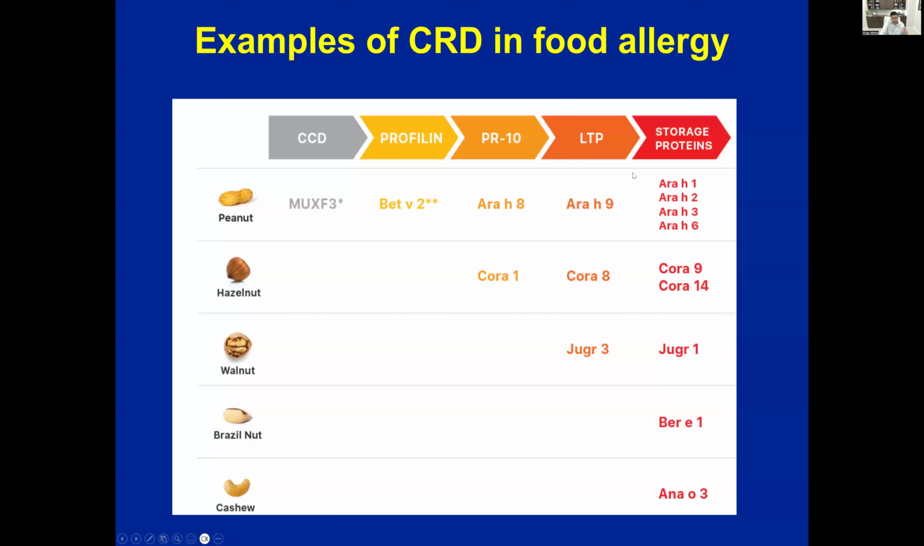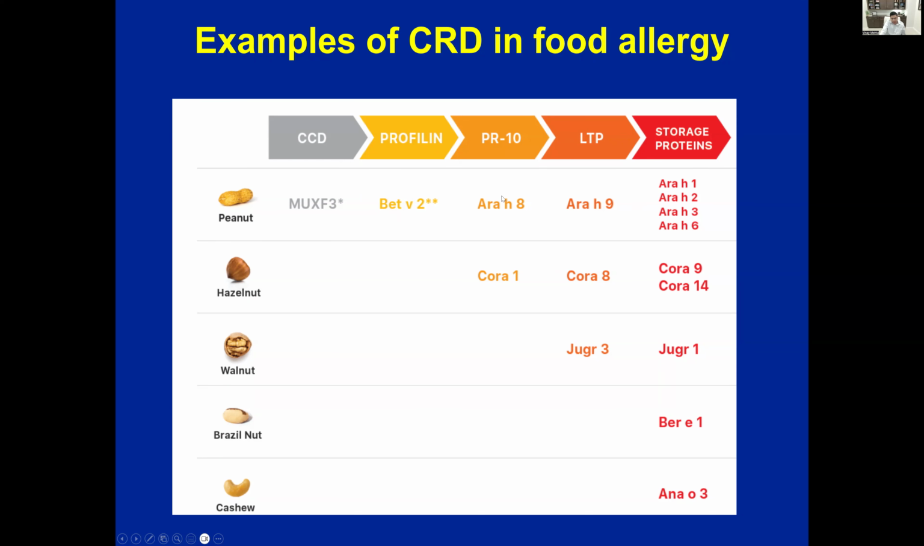Okay, so here's an example of component resolved diagnostics. When you do these tests, you'll get a report. Yes, peanut is positive, and generally these are called reflex tests. So they will only run a report if the IgE against peanut is positive. If the IgE against whole peanut is negative, you're not going to get this report. But if it's positive, then it will do component resolved diagnostics on the peanut itself.